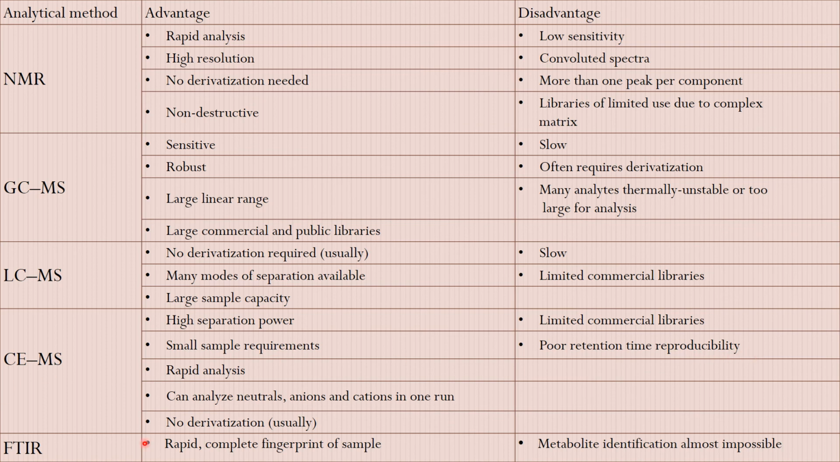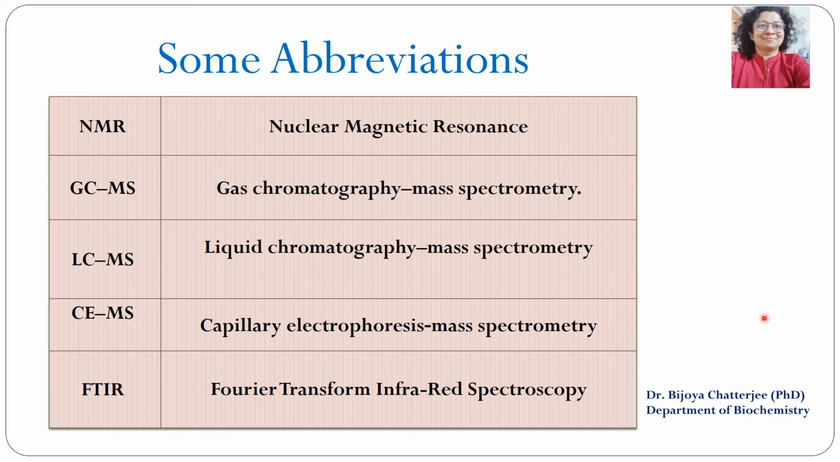Now the next technique is the FTIR. Here a rapid complete fingerprint of the sample is obtained, and this is the advantage. So it is good for fingerprinting of a particular condition of a particular molecule mixture, and the disadvantage is that metabolite identification is impossible. So here are some abbreviations of the metabolomic techniques that have been used in this presentation. You can go through these.